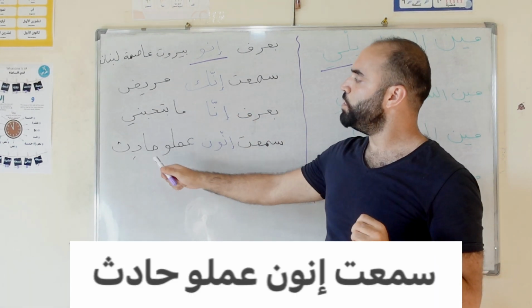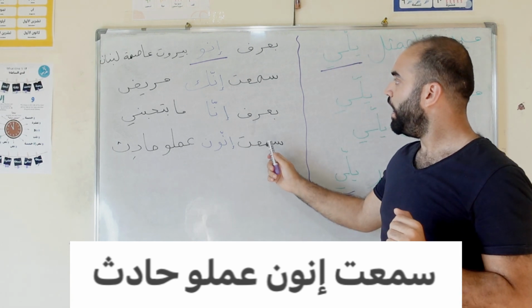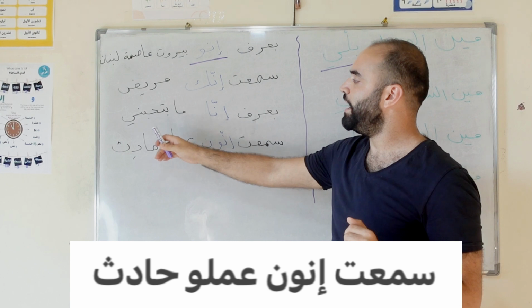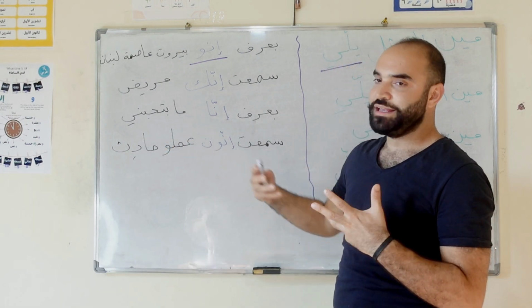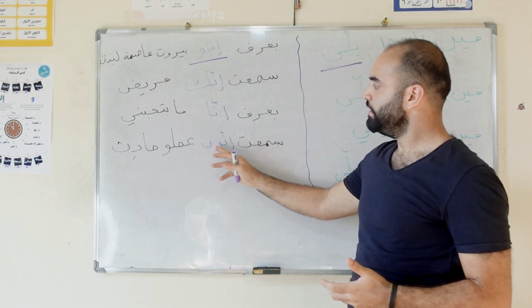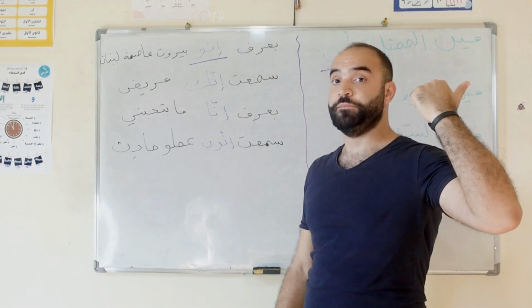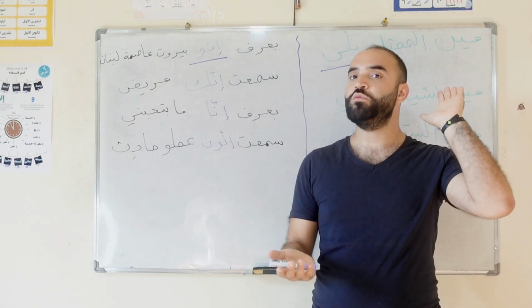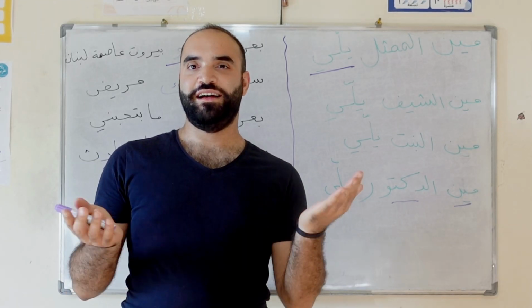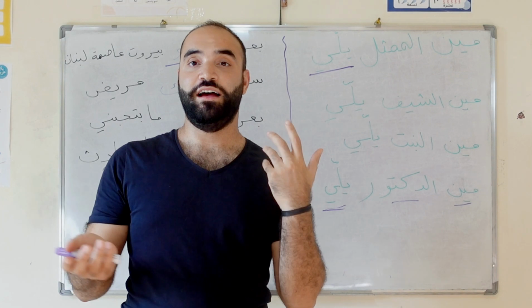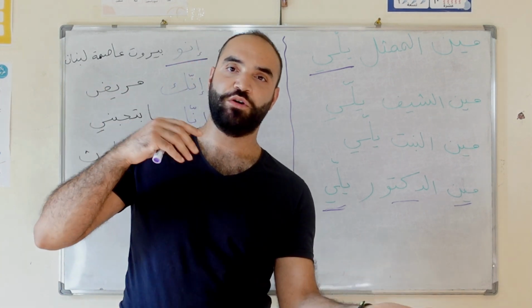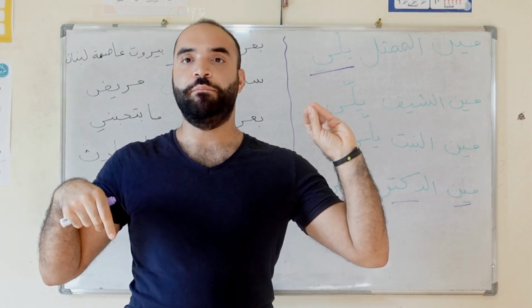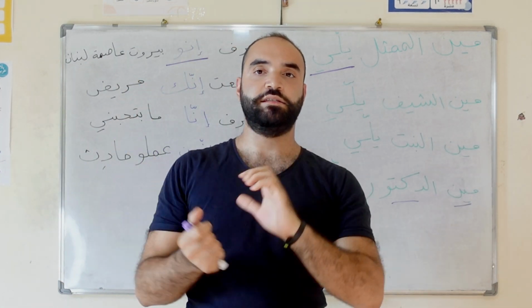سمعت إنهم عملوا حادث. I heard that they had an accident. عملوا literally means made. هني means they, إنهم. You see, so إنه is always after a verb and يلي is always after a noun. This always makes students confused because it's the same in English. I hope I could make it clear: the difference between يلي and إنه.